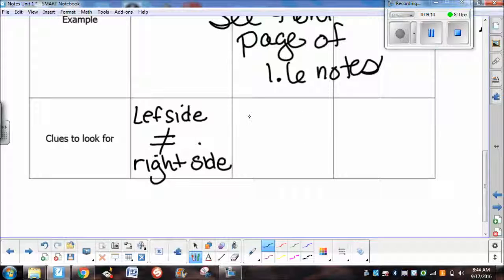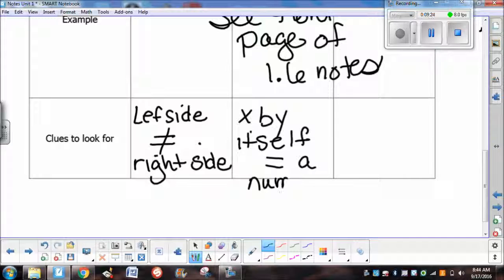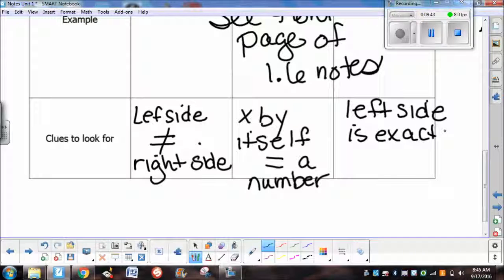What about to indicate one solution, where x is by itself equal to a number, any number. Like I said, that's the one that we're most familiar with. And then clues to look for on the last example, on the identity for the infinite solutions. The left side is exactly the same as the right side.